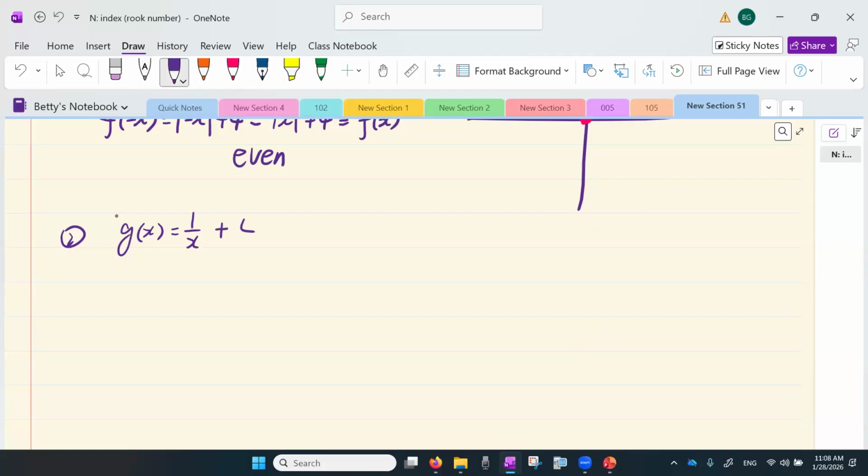1 over x plus 4x, right? Okay. So let's look at the domain. What's the domain, everybody? Is that all real or not? It is all real except 0 because we have a denominator, right? x is in the denominator, so x cannot be 0. Yeah, all real except 0 is also symmetric with respect to the origin.